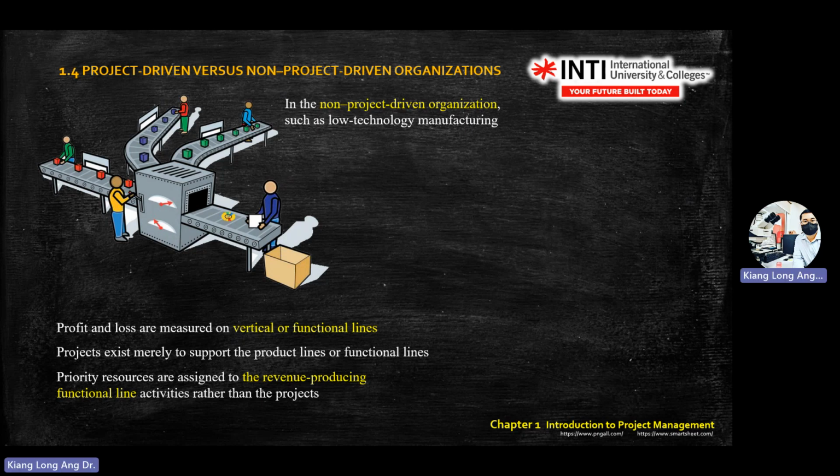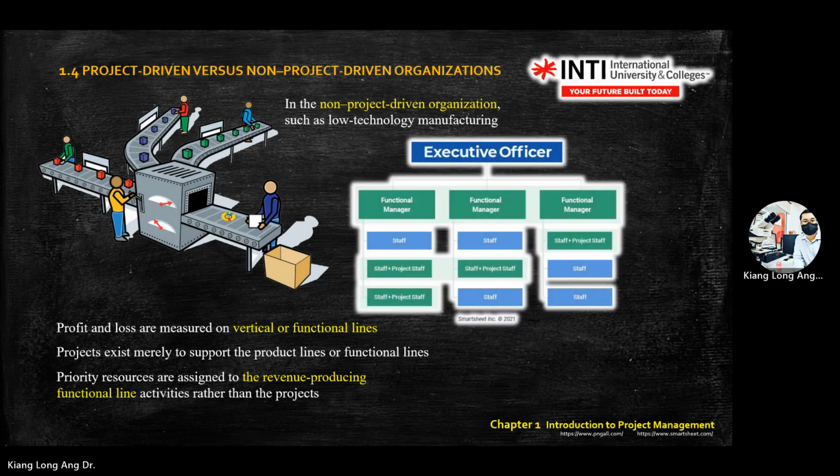So again, this non-project one normally focuses on low technology manufacturing. The resources, as in the triangle just now, are assigned to the revenue producing functional line activities rather than the projects. So they look at the department. If that department generates money, or brings in a loss of money to the company, they will pump in a lot of resources there.